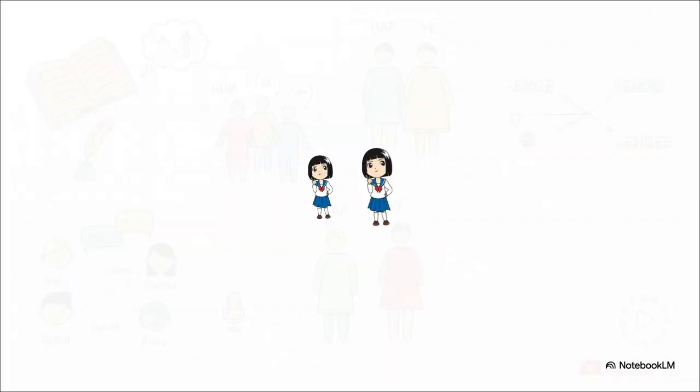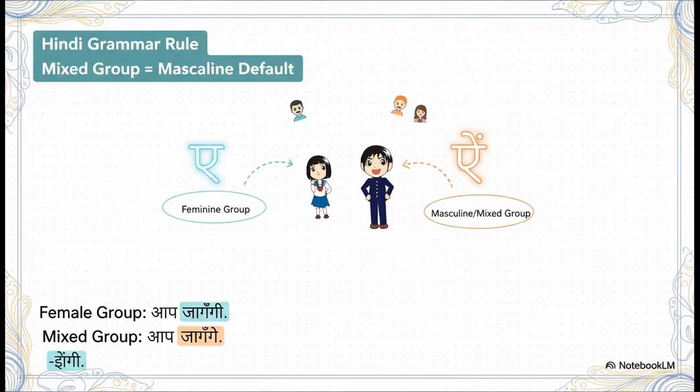Now watch what happens when we switch to a group of women. The rule works exactly the same way. You take ja, you add the feminine suffix engi, and you get jaengi, आप jaengi. You can just hear that little difference right at the end. And here's a really crucial rule you've got to remember. If a group has even one guy in it, the whole thing defaults to the masculine form. So for a mixed group, we go right back to using that enge ending, आप जाएंगे.